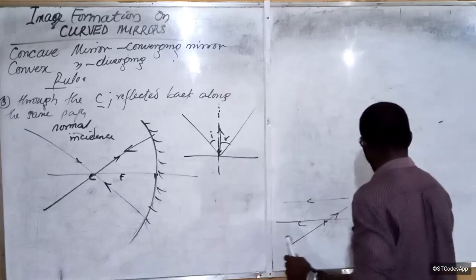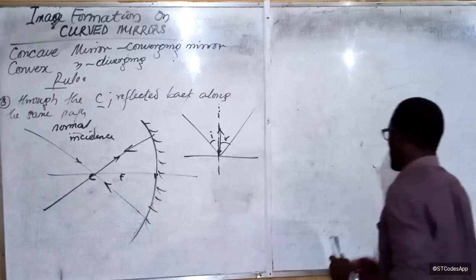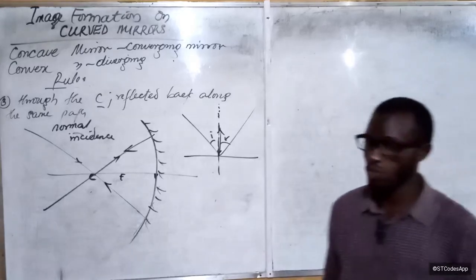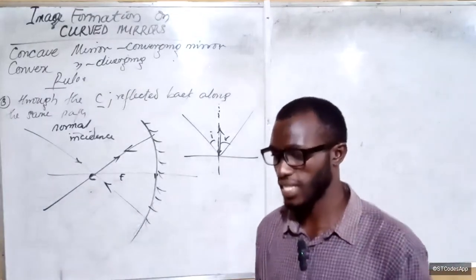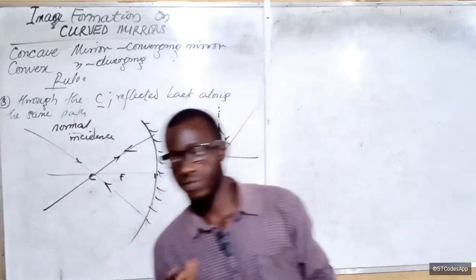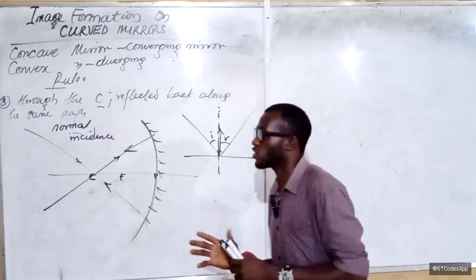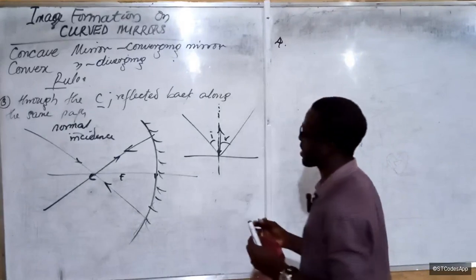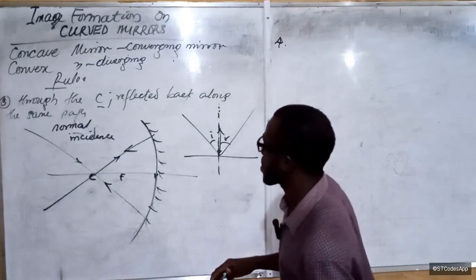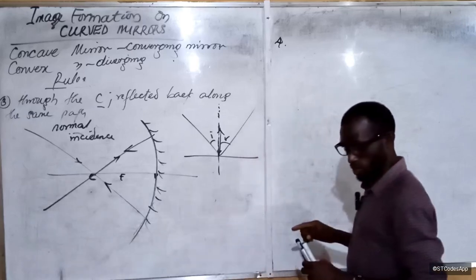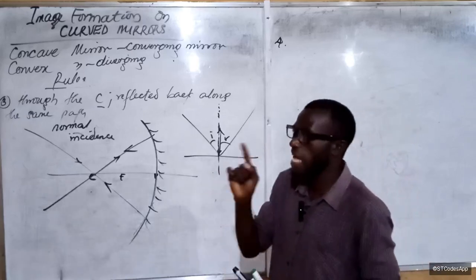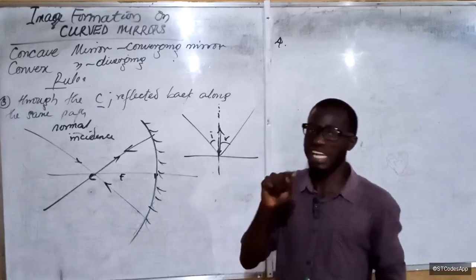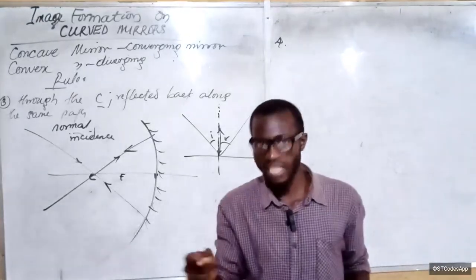Then the last rule, there are 4 rules. Now this last rule, you should rarely or never even use it, because of the trickiness of the rule. You cannot exactly draw it, and I'll explain in detail. Let me first talk about the rule. The rule says that if a ray of light passes through the pole, it is going to be reflected at the same angle at which it is incident on the pole.